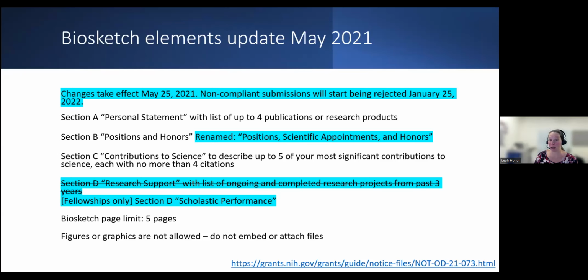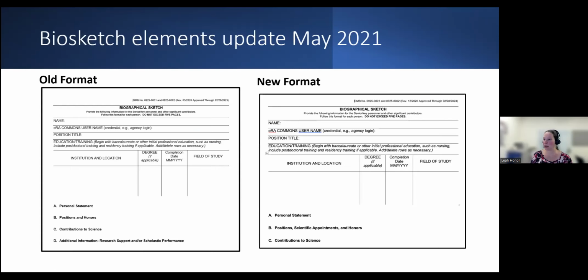You are still limited to 5 pages for all biosketch types, and no figures or graphics are allowed. So do not try to embed or attach any files or any images to an NIH biosketch. Just as a quick demo, the old format you can see had A, B, C, D, the 4 sections. The new format stops at C unless you have specifically chosen to complete a fellowship biosketch, in which case you would then see scholastic performance on the bottom.